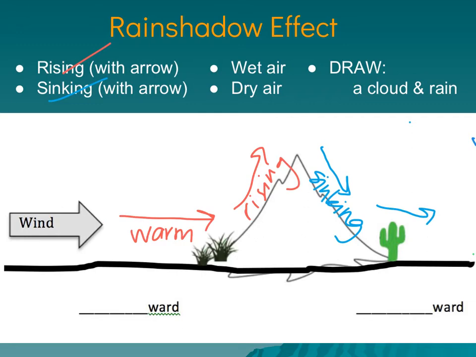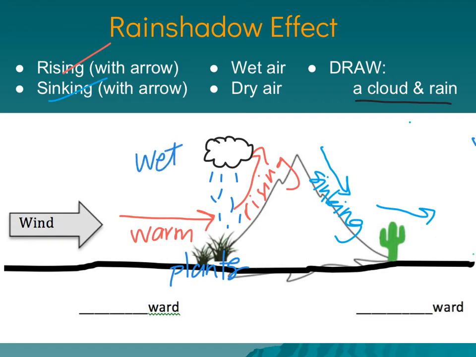Now as that warm air rises upward, you may recall it starts to cool down and lose the moisture it was holding previously. So one of the things we want to draw in is a cloud and some rain showing the location where the moisture is being released. That is on this side, allowing many more plants to grow from the moisture released on this side. This is the wet side of the mountain.